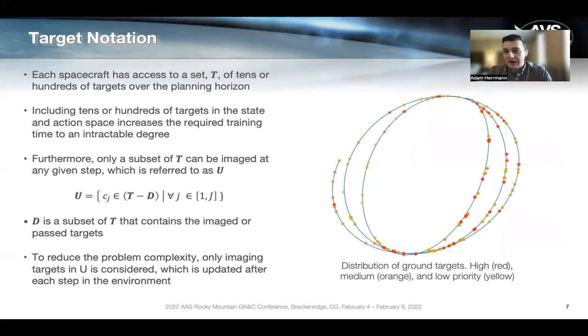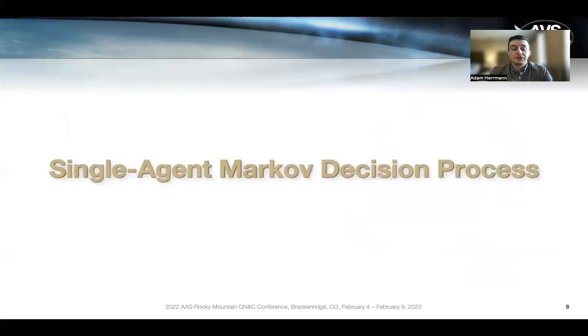But there's no way that it can possibly image all of those over the planning horizon. And furthermore, there's no reason that it should consider imaging all of those at every time step. You might not see one target for several orbits, so why consider it now? So what we do is we formulate a subset of targets known as U, and that just contains the next J upcoming targets available to the spacecraft. And we take this subset of targets, and this is what we use in the action space, which I'll describe shortly. So onto the single agent Markov decision process that we have defined.